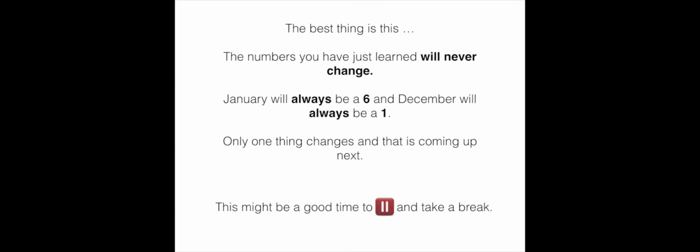The good news is that once you've learnt the 12 months and their number, they will never change. January will always be 6 and December will always be 1. There's only one other thing we need to learn, and that's coming up next, but this might be a good time to take a break and practice.